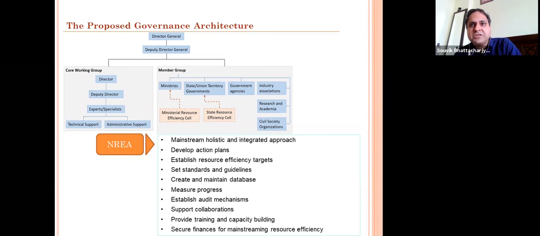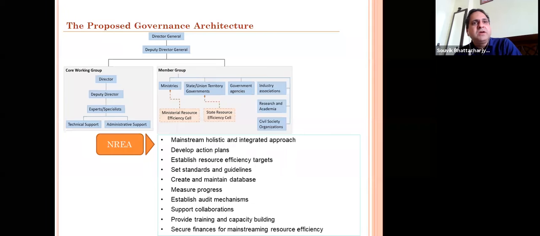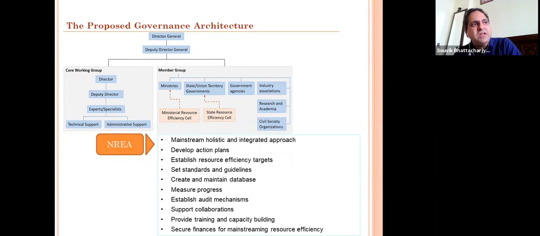Although Ministry of Statistics and Program Implementation is the entity for coming up with the national indicator framework, it is the Niti Aayog who are actually collating various data. So they measure the progress. So similarly here, NREA can actually undertake the work of assessing the progress.